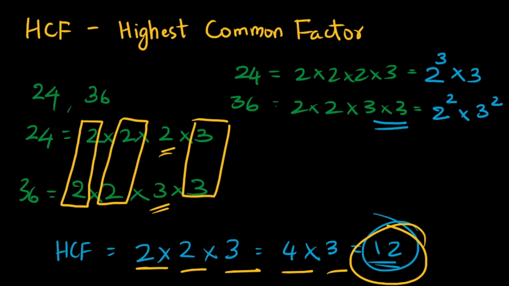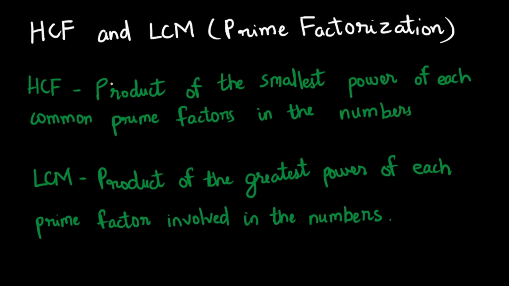So when you write like this, as per the definition given in your textbook, when you take the highest common factor, that is finding HCF, and LCM also is written. When we come to LCM, I'll explain about LCM. But just as of now, concentrate on HCF. The product of the smallest power of each common prime factors in the numbers. What does it mean? Product of the smallest power of each common factor. You can see the word common, right? Common prime factors in the numbers.